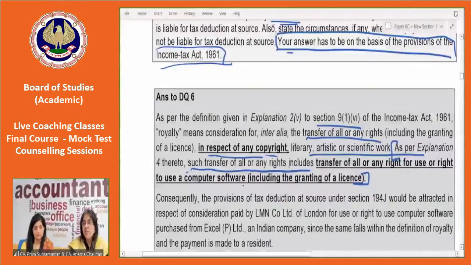Explanation 4 says the transfer of all or any rights, as used in Explanation 2, transfer of all or any rights in respect of any copyright, includes transfer of right to use a computer software. It's by virtue of Explanation 4 that this payment becomes royalty and tax is deductible at source. Suppose Explanation 4 was not there in the Act, then this payment would not have been chargeable to tax. But because Explanation 4 is there, this payment becomes chargeable to tax under the provisions of the Income Tax Act. But DTAs generally don't have the provision of Explanation 4.